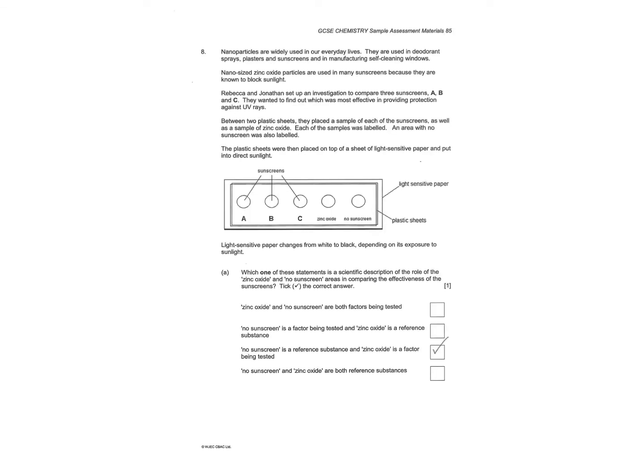Lots of information here. You've got to kind of read through it as best you can. Which one of these statements is a scientific description of the role of zinc oxide and no sun cream in an experiment comparing the effectiveness of sun creams? No sun cream is a reference substance and zinc oxide is a factor being tested. Which one of these questions were Rebecca and Jonathan trying to answer? How does the protection of sunscreen compare with others? Why were the samples placed between 2 plastic sheets of the same thickness?